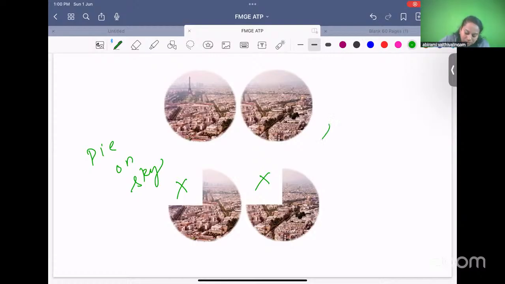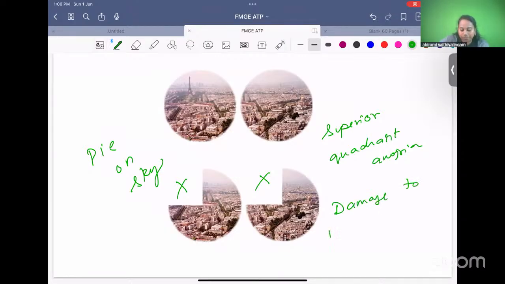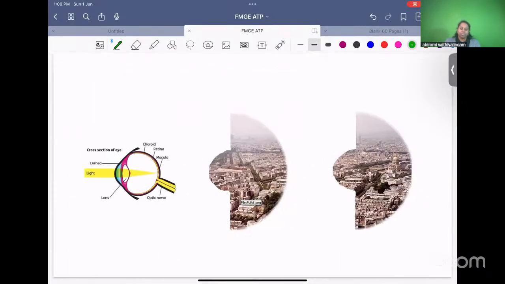Yes, this is superior quadrant anopia, because the superior quadrant is lost. But where is the damage? Damage is to the inferior optic radiations. What is this?